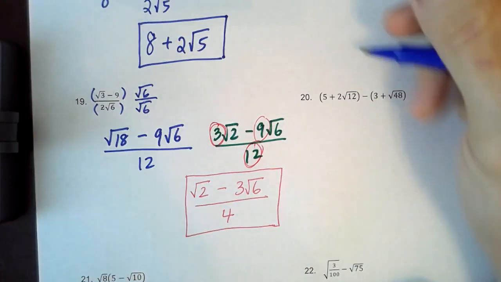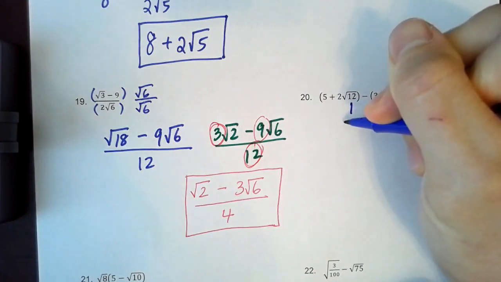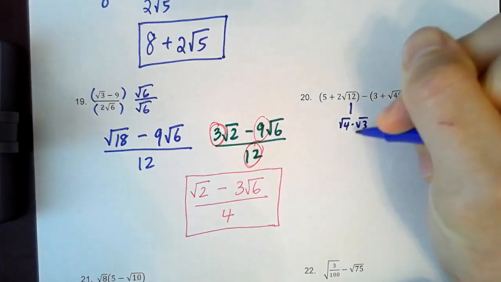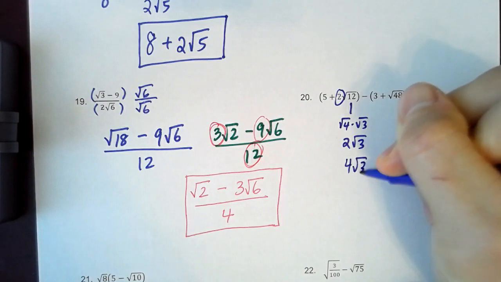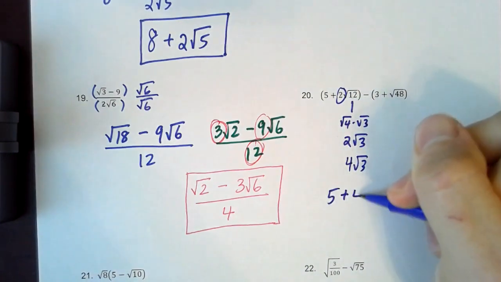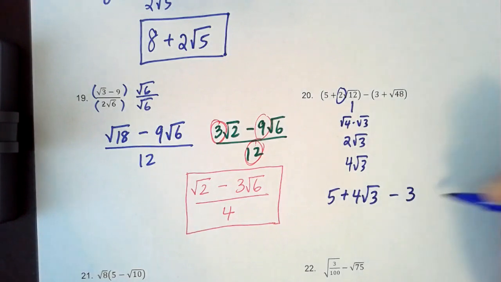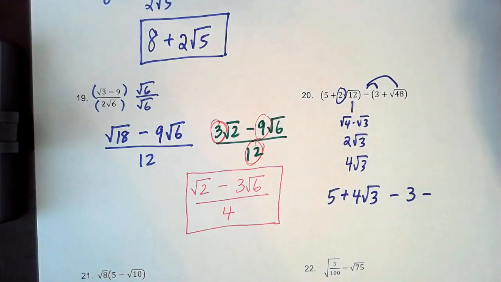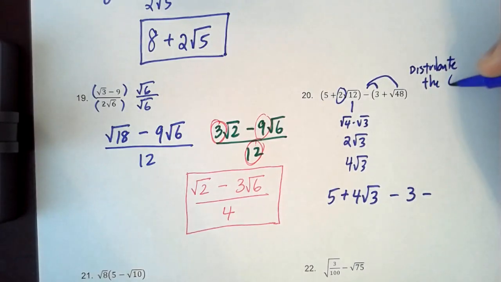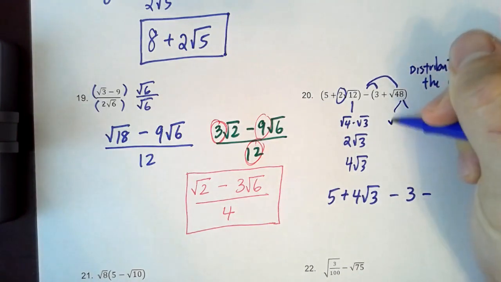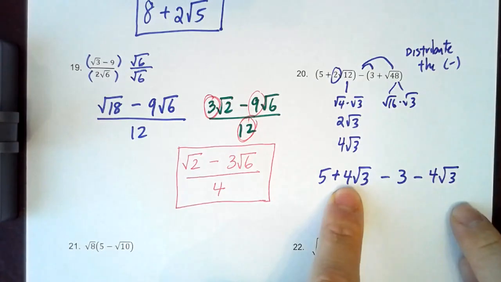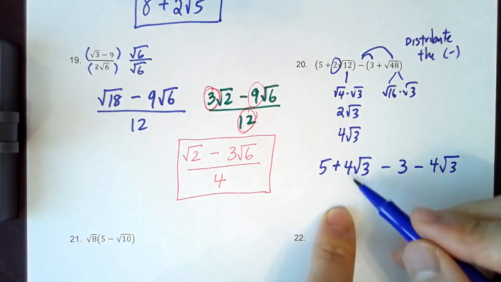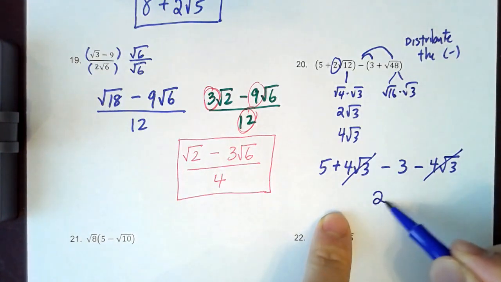20. Simplify the square root of 12. You get square root of 4 times square root of 3, which is 2 rad 3. Then you multiply that by this 2, and you end up with 4 rad 3. So then it's 5 plus 4 rad 3 minus 3 minus. Notice how I'm distributing this negative. Definitely want to be careful of that. Distribute the negative, right? Square root of 48 is just square root of 16 times square root of 3. So it's 4 rad 3. We have a 4 rad 3 with a negative 4 rad 3. That actually cancels. And then you end up with 2 as your final answer.